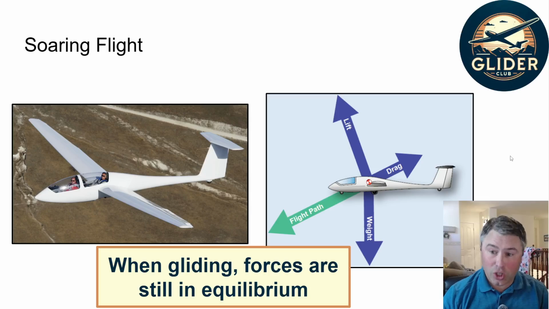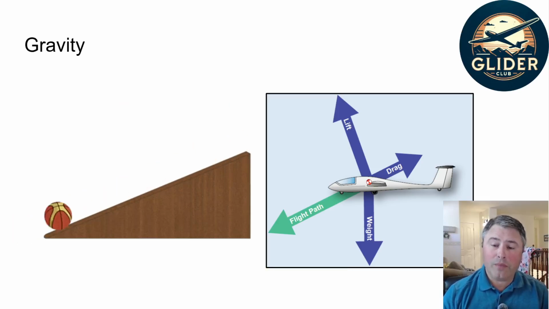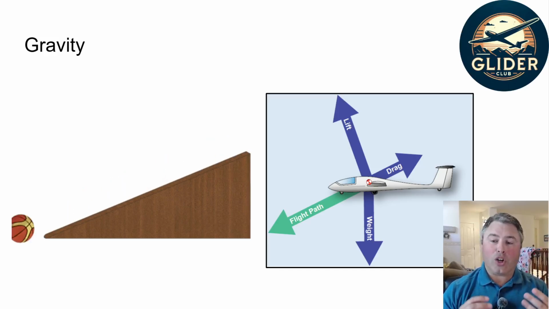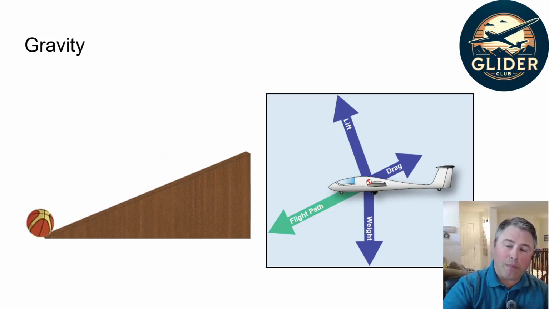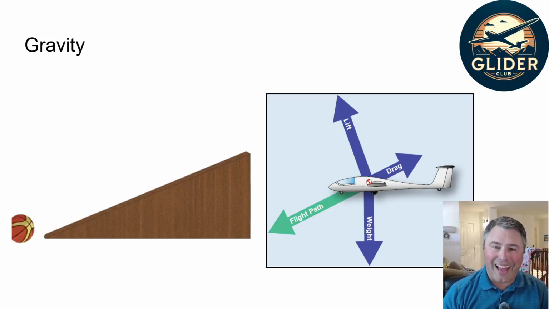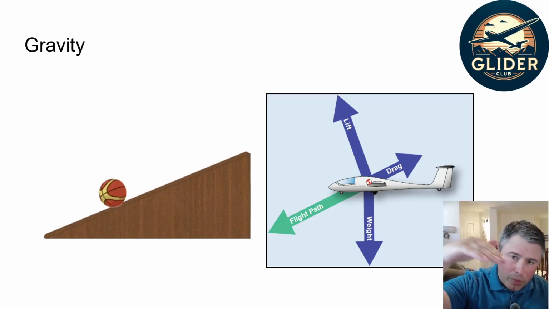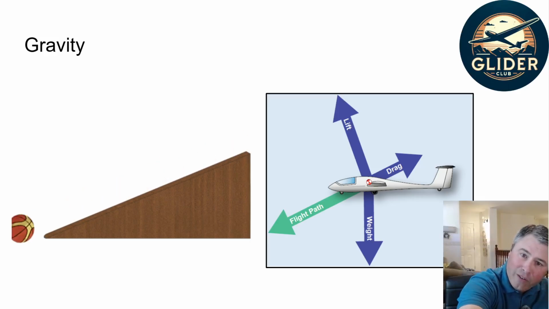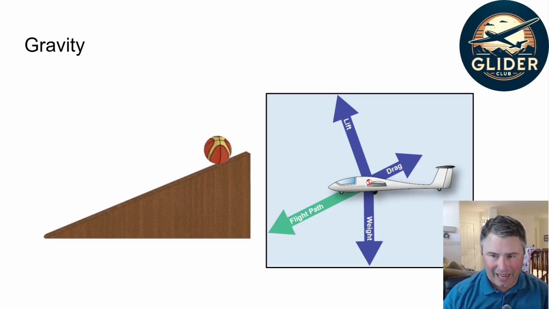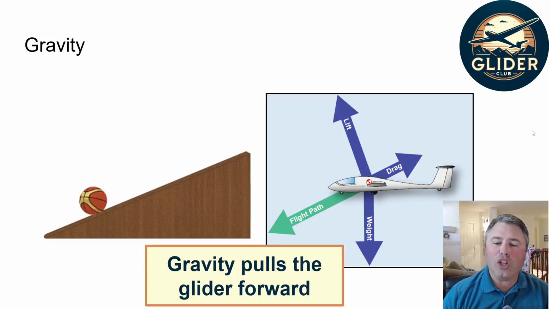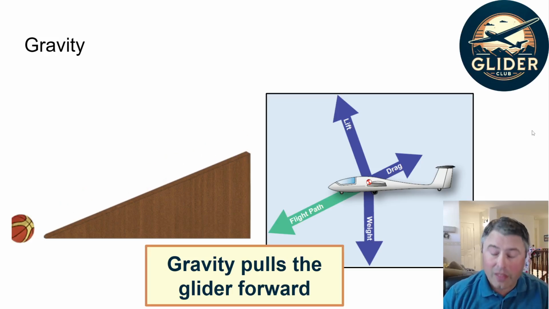Well, the FAA is going to ask you about this. You see, what is making that glider go forward? Think of a glider as a ball rolling down a ramp. What's causing that ball to go down a ramp? Well, it's the force of gravity that's pulling the ball downward, and because it's on a ramp, it goes downward and forward at the same time. The FAA wants you to know that it's the force of gravity that pulls the glider forward.